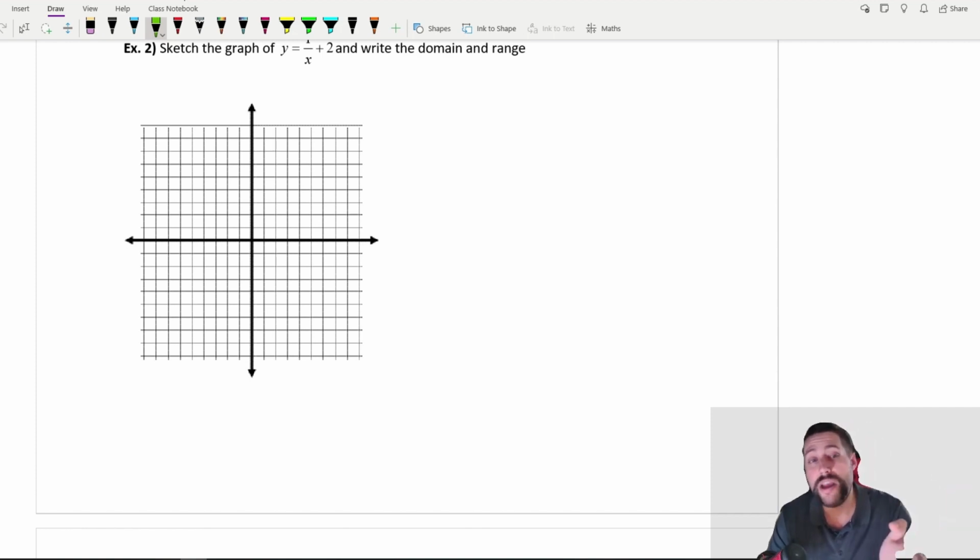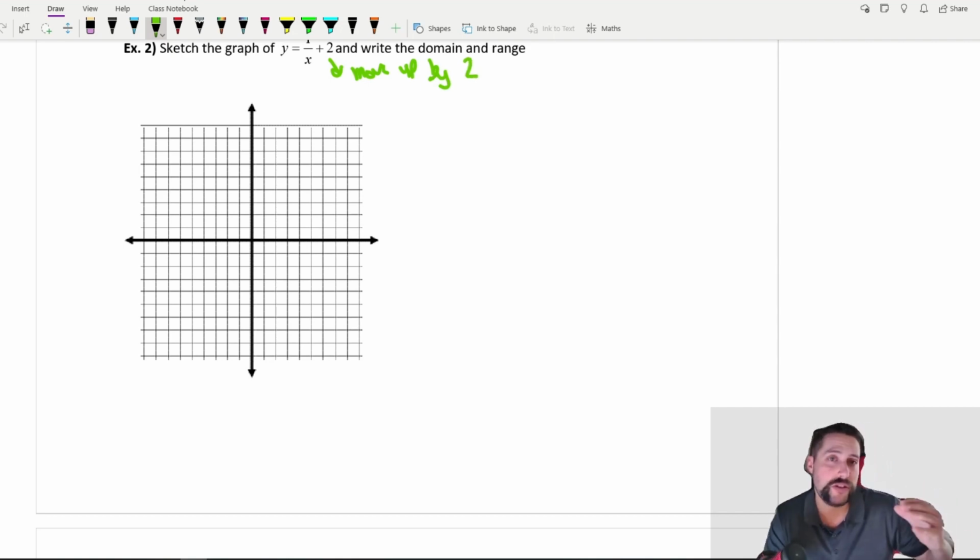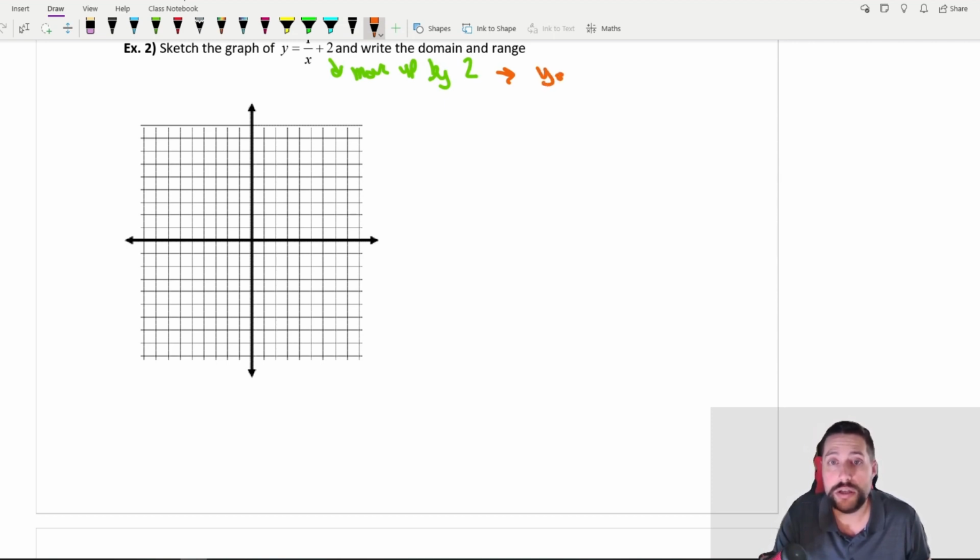Okay, so now we have a number that's outside of the fraction, and what this number is going to do is move the graph up by 2. So we are going to pick up the graph and move it up by 2. Because we've moved it up by 2, the only thing that's changed is our y asymptote.